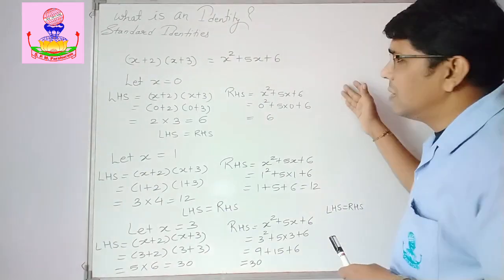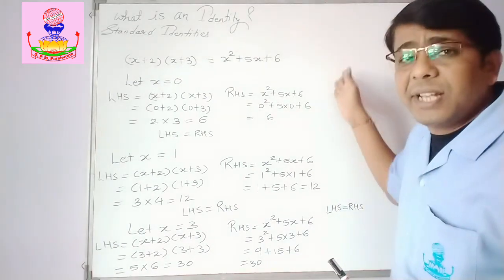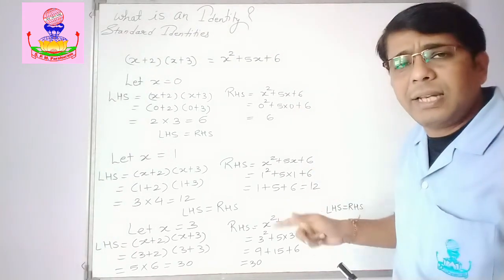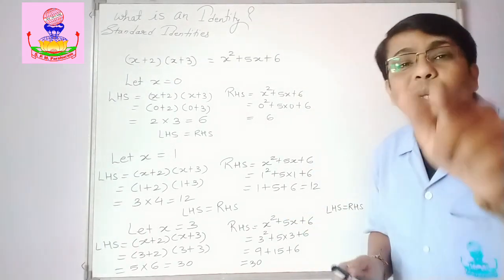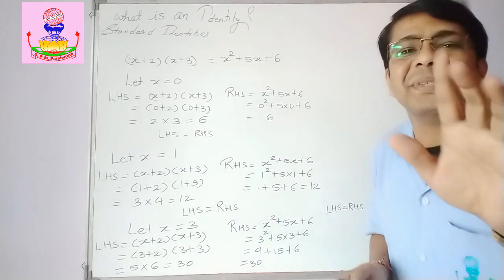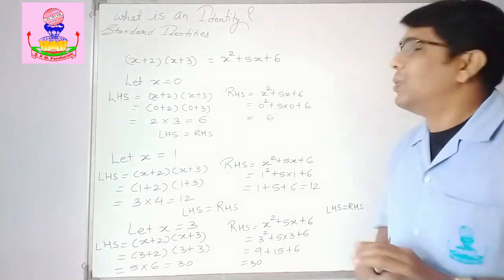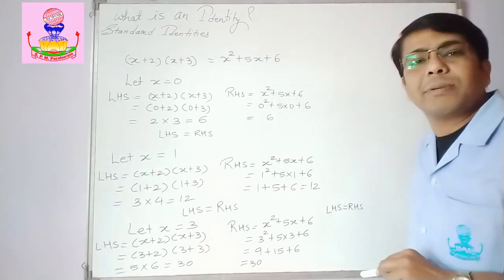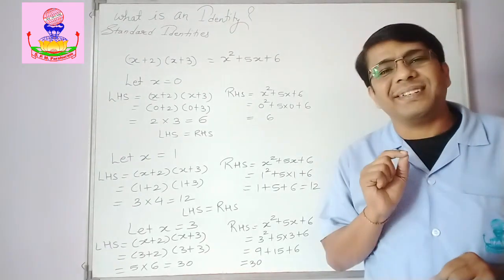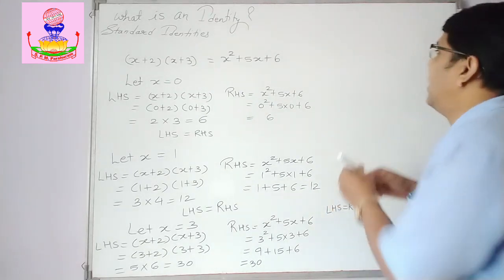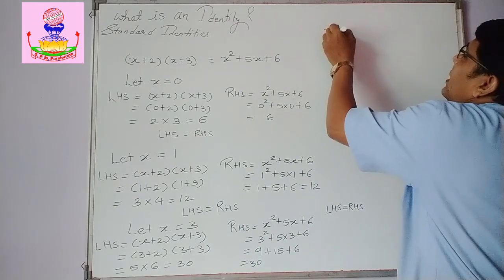You take any value, you take negative values, it doesn't matter. Suppose Ashlesha takes negative values, will she get LHS is equal to RHS? She should, as long as she doesn't make any mistake. So you should always get LHS is equal to RHS. So this is an identity.